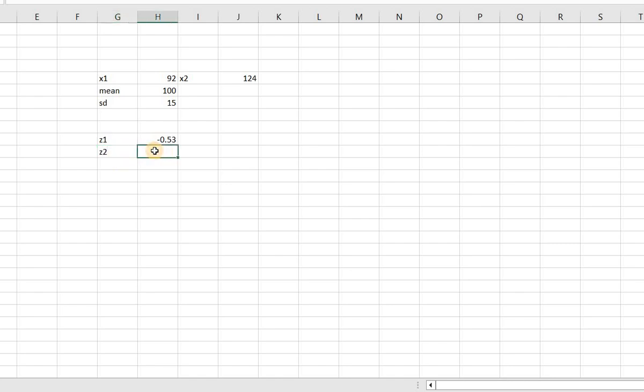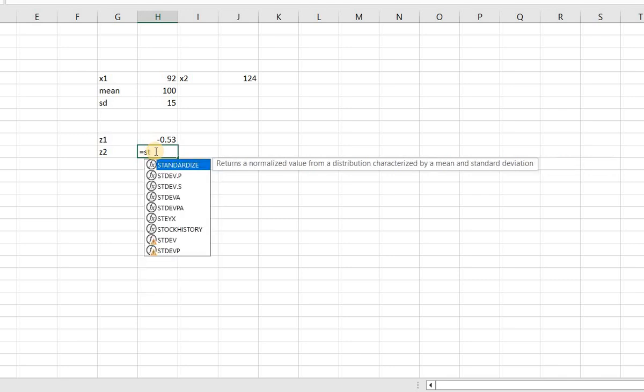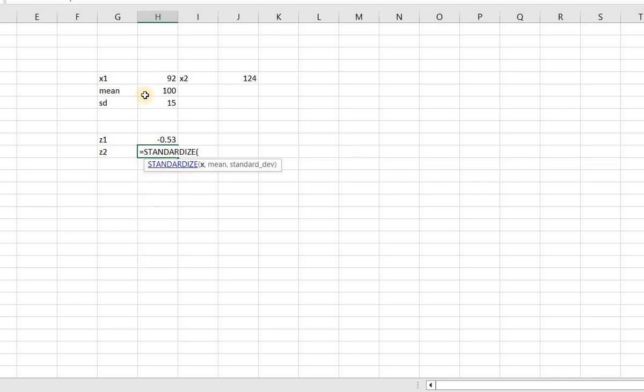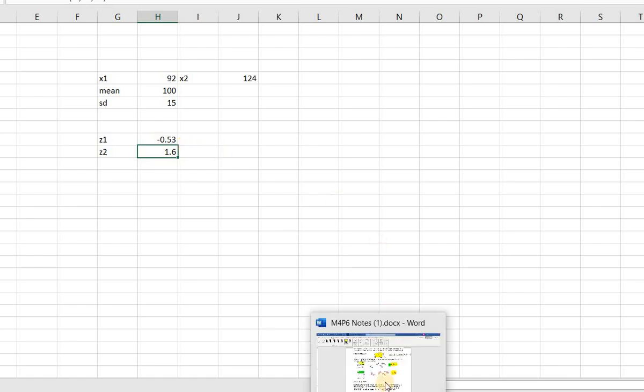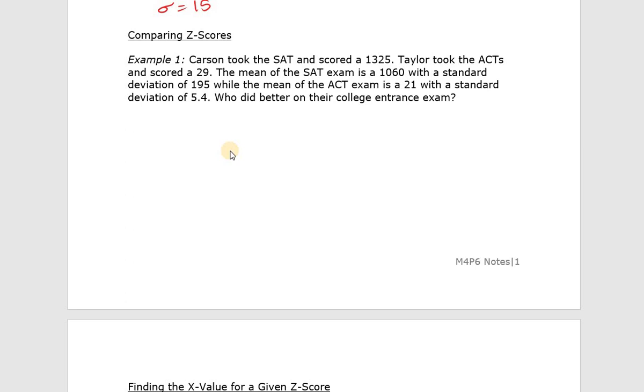Z2 is equal to, again, STANDARDIZE the value 124, comma, the mean is 100 and the standard deviation is 15. So that value is 1.6. It is the number that we got, so we don't need to round it, but usually we round the z-scores to 4 decimal places.